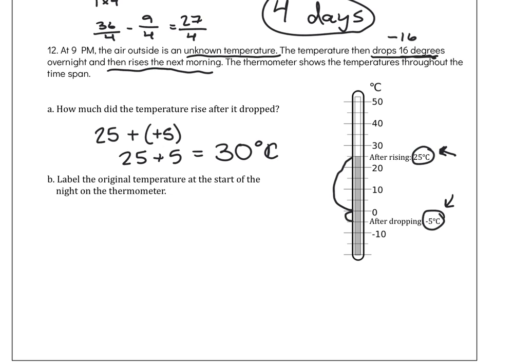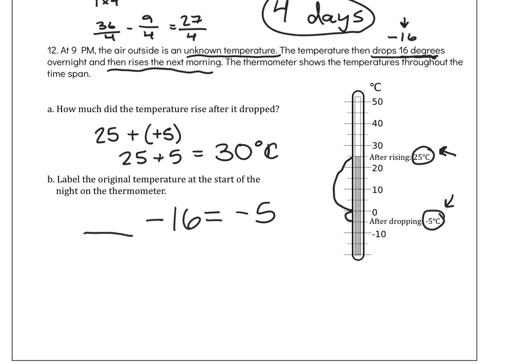Now it says to label the original temperature at the start of the night on the thermometer. This is where it gets a little interesting. So we know that we started at a greater value and then it dropped. That's the first thing it said. So we know we started somewhere, it dropped, subtracted, and then we ended at -5. How much did it drop? Well, it dropped 16 degrees, so I'm going to say this is something -16. And where did I start? Well, that's what we're trying to figure out, right?